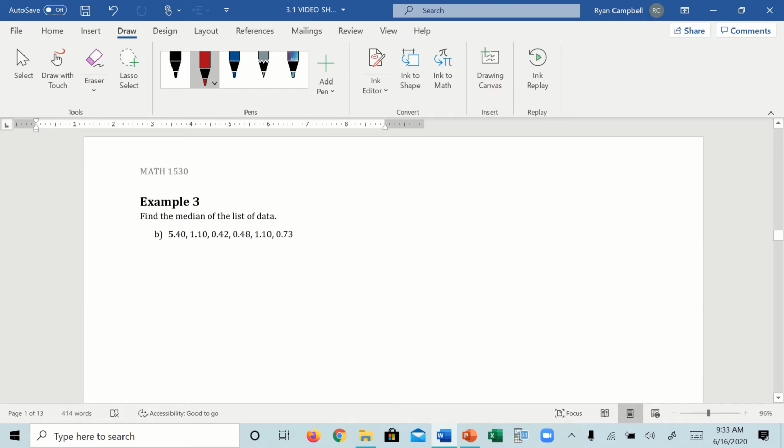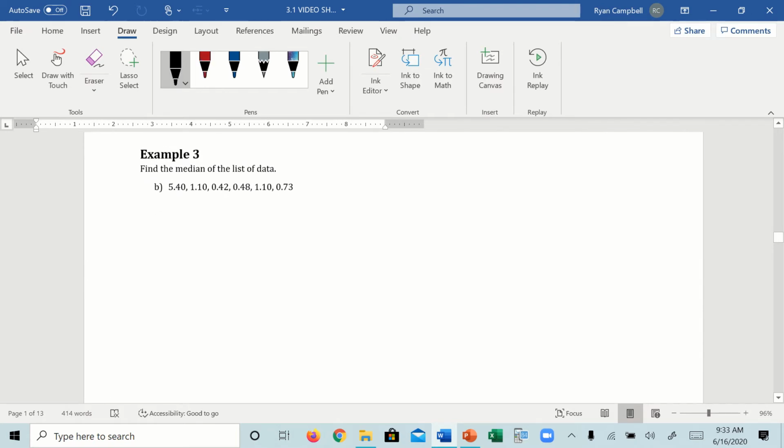All right, let's look at part B. So let's find this median. So again, you put them in order. So if you notice, these are actually the exact same numbers, except we don't have 0.66 this time.